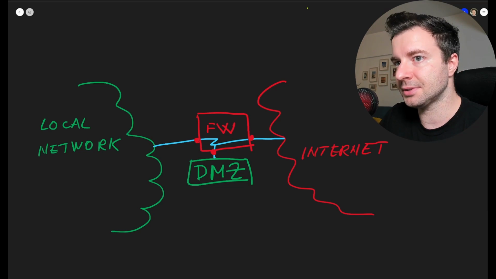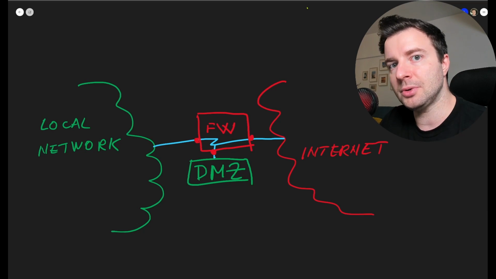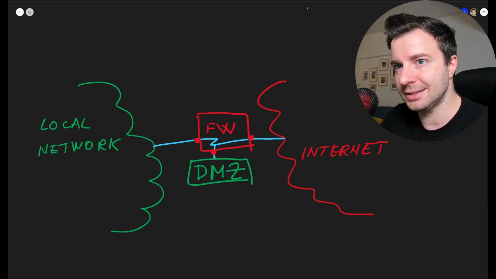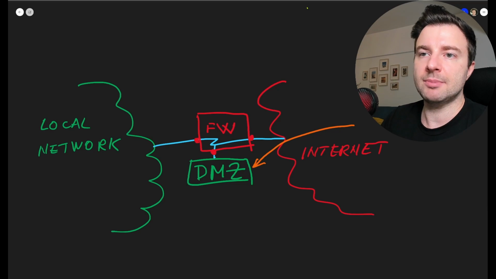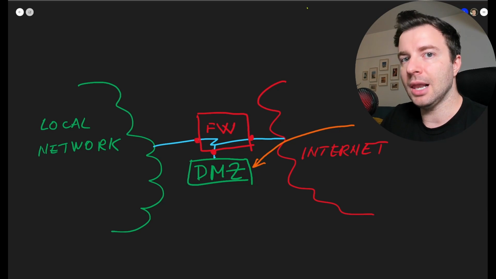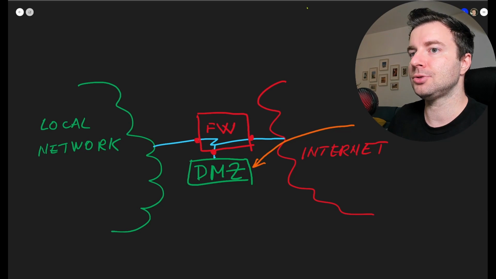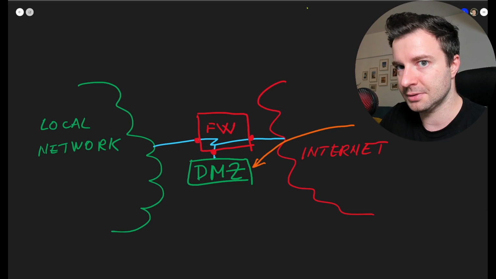Now the purpose for keeping these interfaces separate is to actually be able to implement different security policies between all these three zones, the local network, the DMZ, and the internet. So for example, one type of security policy that you might encounter here would be allow all traffic from the internet to go to the DMZ, because that's where we host our public servers. All right.